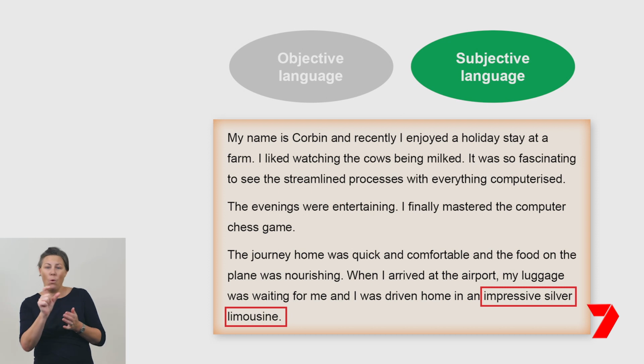Not everyone might agree that the limousine is all that impressive. Subjective language helps the reader understand the author's point of view about the vehicle, which is represented in a positive way through the use of the adjective impressive.